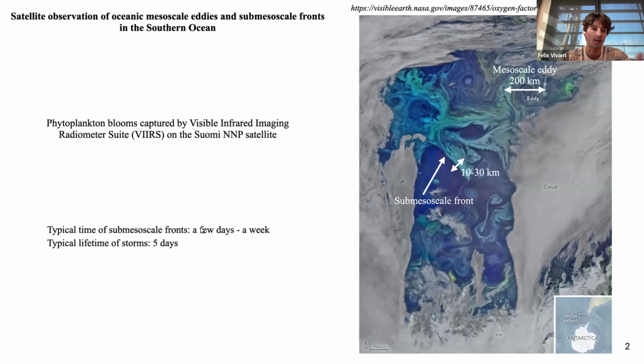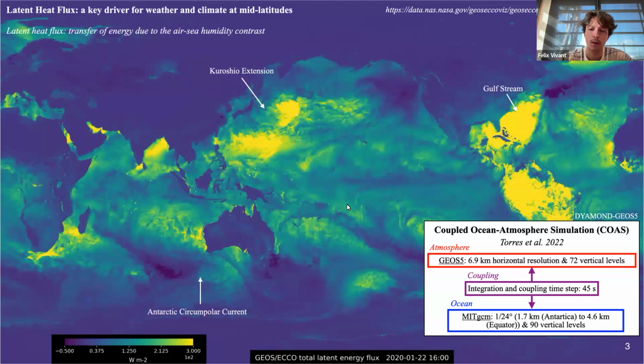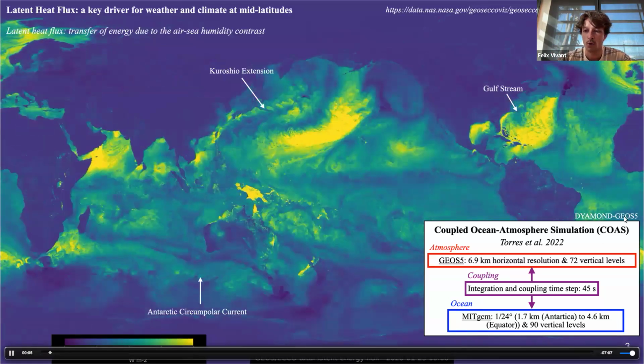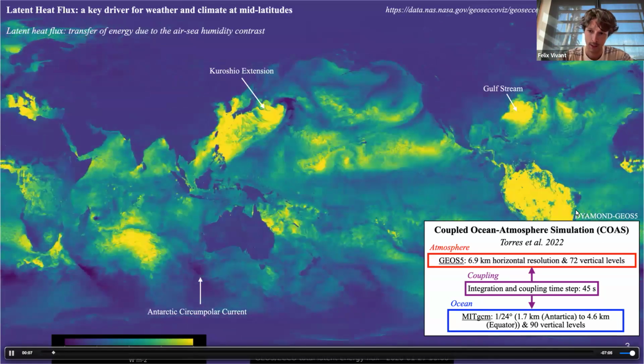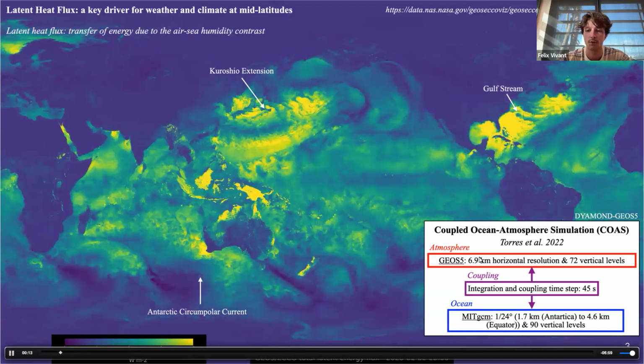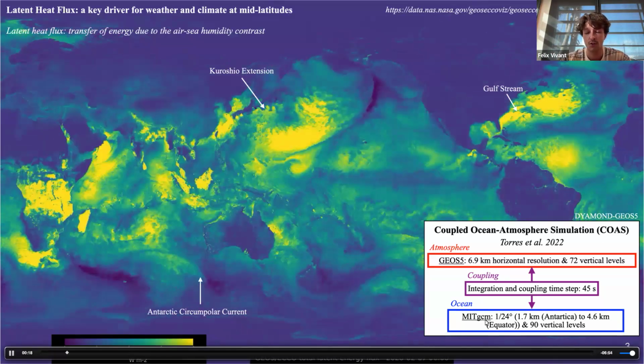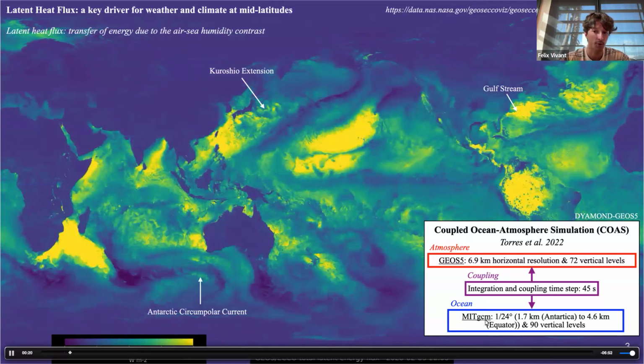And so if we want to study the interactions between submesoscale fronts and storms, we need to resolve at the same time the ocean and the atmosphere, and also at high resolution, so at least 10 kilometers. So this is the coupled model we use. It was conducted in the framework of the DYAMOND project, an international project. And this model consists of GEOS5 for the atmosphere, with 6.9 kilometers horizontal resolution. It's a non-hydrostatic model. For the ocean, it's the MITgcm, with 2 to 4 kilometer resolution.